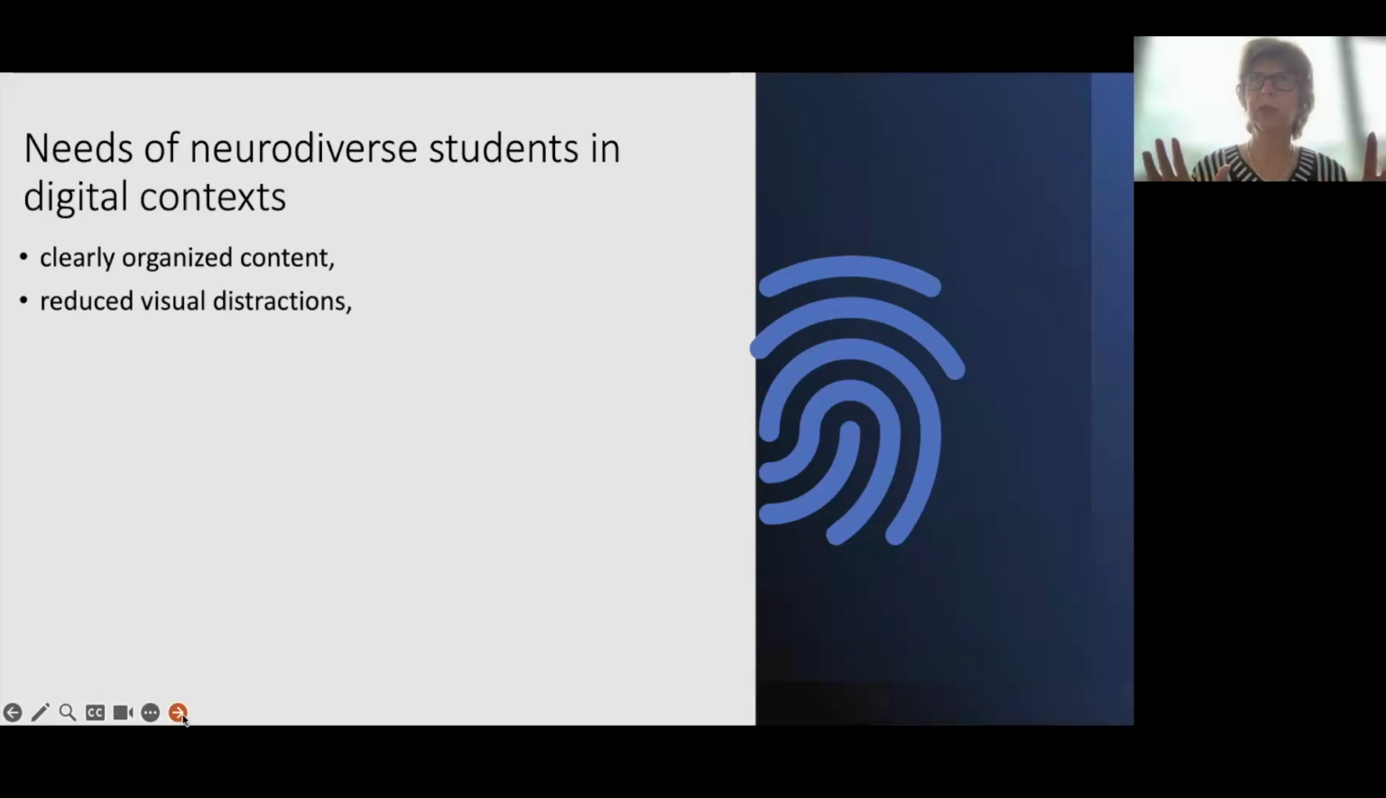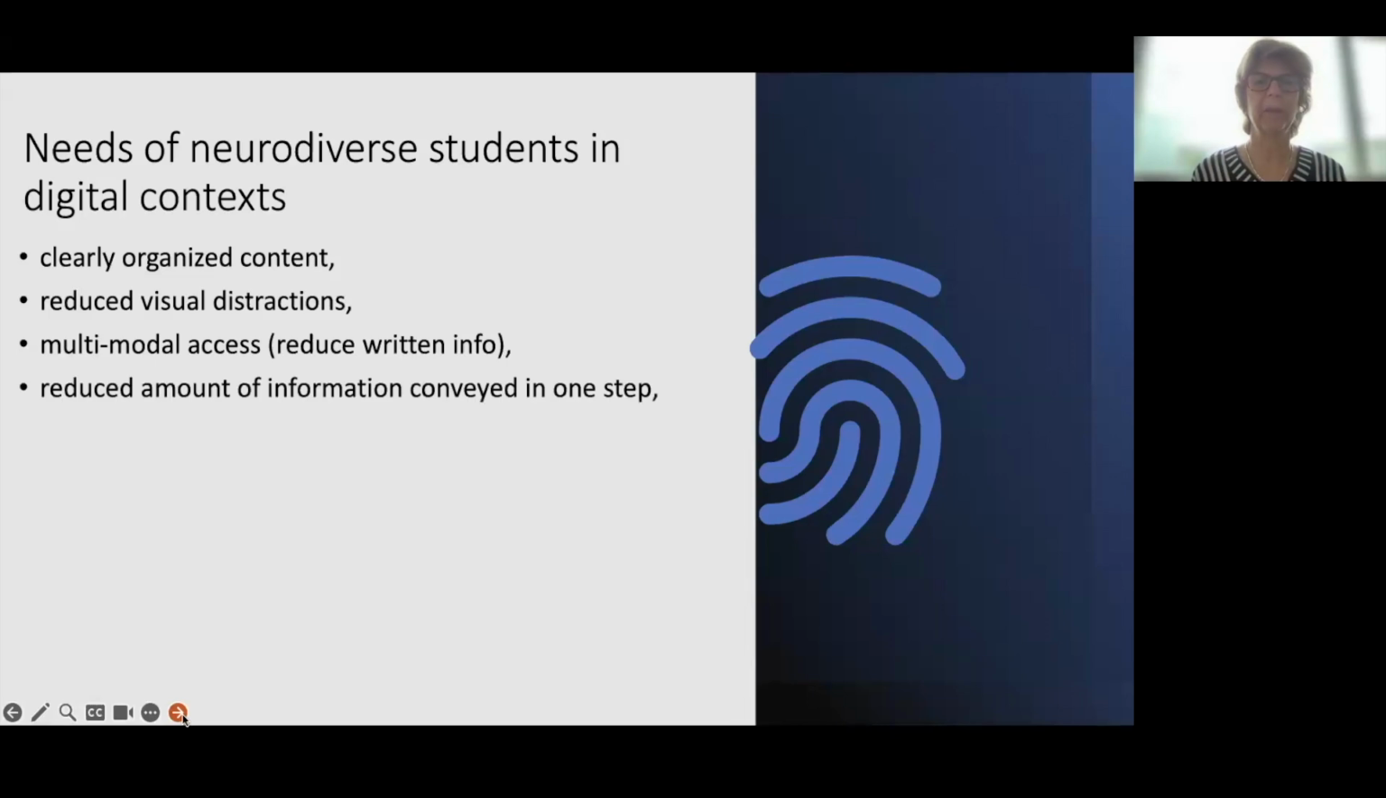A lot of the digital interfaces are full of illustrations, lots of distractions. If they can be minimized, that's really beneficial. Multimodal access, again, just keeping in line with universal design features. For example, providing information in oral format as well as in written format. So both are useful, but sometimes students with dyslexia might prefer hearing things rather than having to read them.